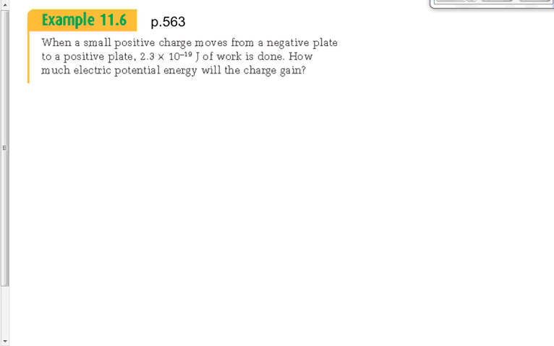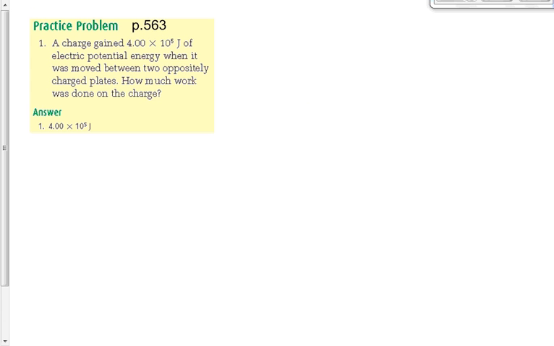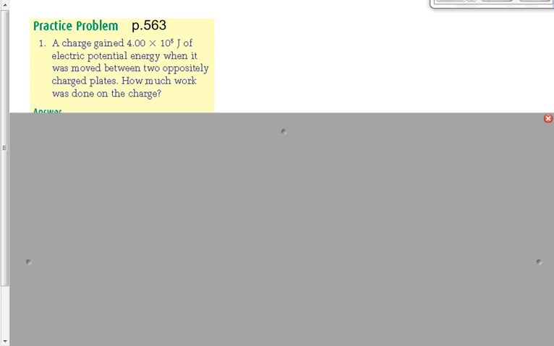When a small positive charge moves from a negative plate to a positive plate, this much work is done. How much electric potential energy did it gain? What's the answer? Emma, what's the answer to that one? You guys are brilliant. 2.3 times 10 to the negative 19 joules. All right, if this is the work, then that's also equal to the change in energy or the potential energy gained. Okay, I'll give you another 30 seconds to answer. Oh, covered up. To answer that question. Oh, no, I'm not even going to give you 30 seconds for this one. 10 seconds.